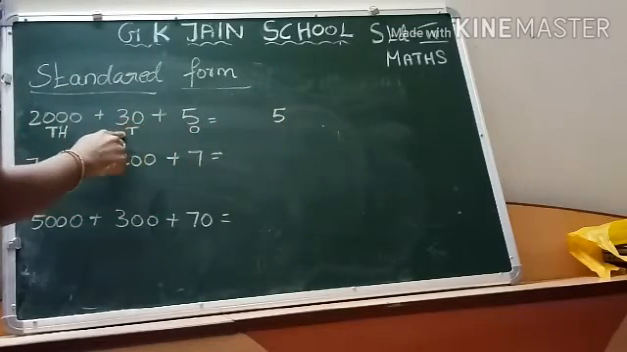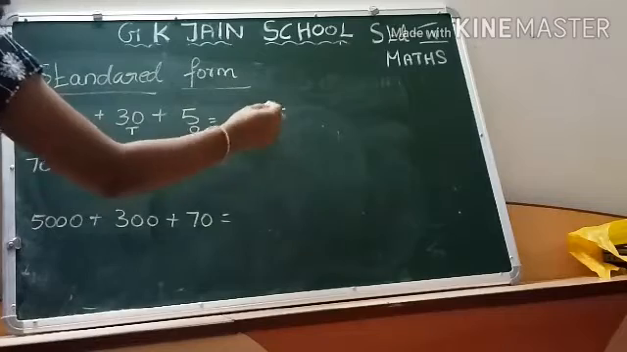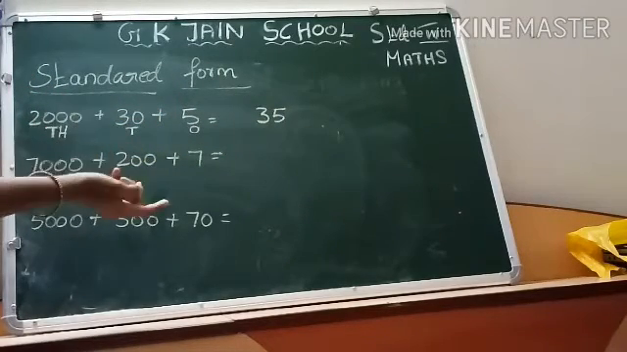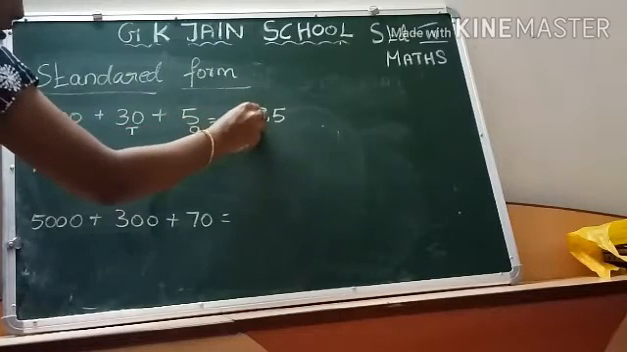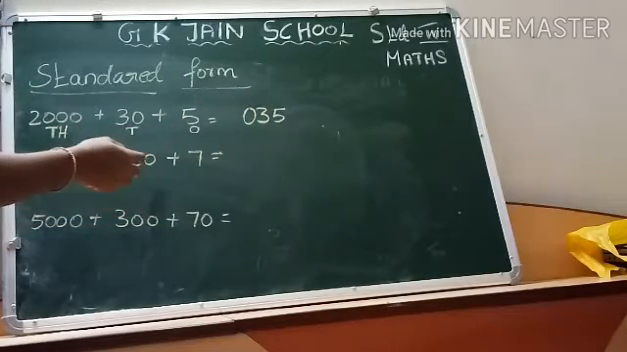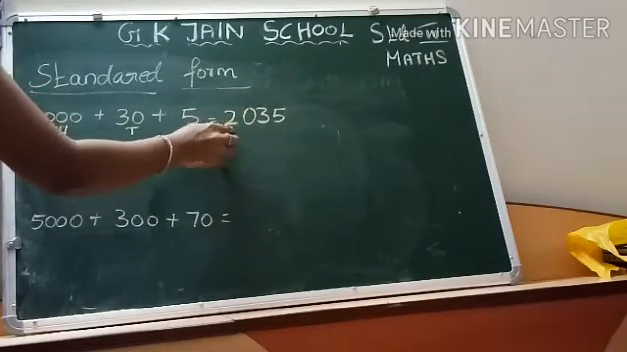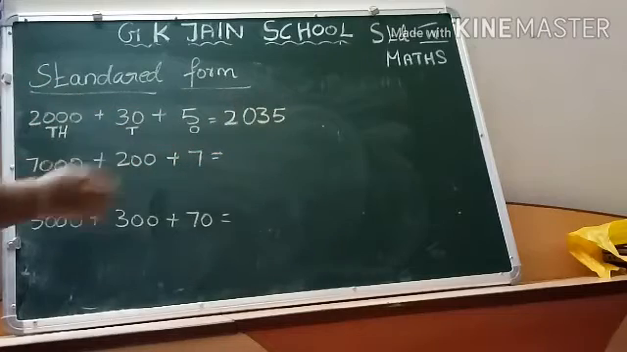So tens, 3. Tens, after that 100. But is 100 here? No. So we are going to put the 0 here. So tens, after that 100, after that 1000. 1000 is 2. So 2035.